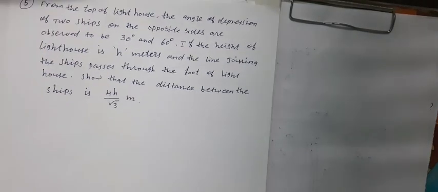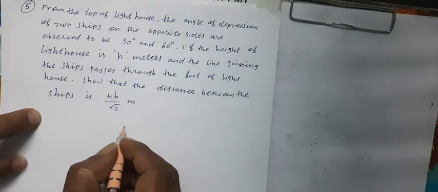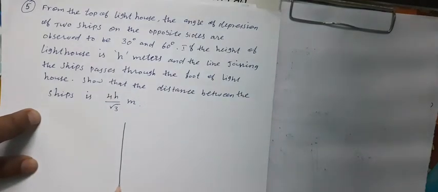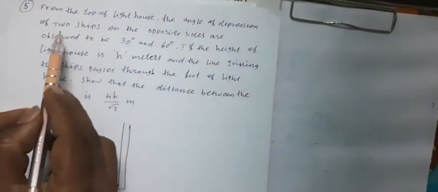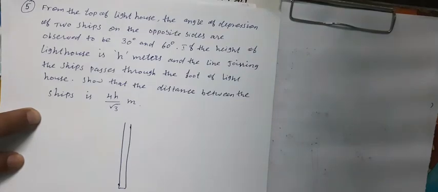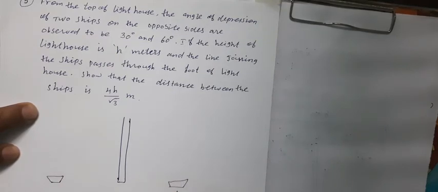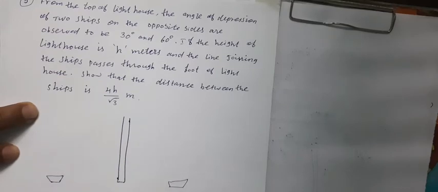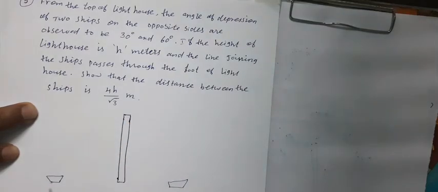Okay, question number 5. From the top of the lighthouse, the angle of depression of two ships on the opposite sides. So you can see the two ships are on opposite sides. One ship is on this side and another is on this side. Now you are standing at the top of the lighthouse and seeing the ships.